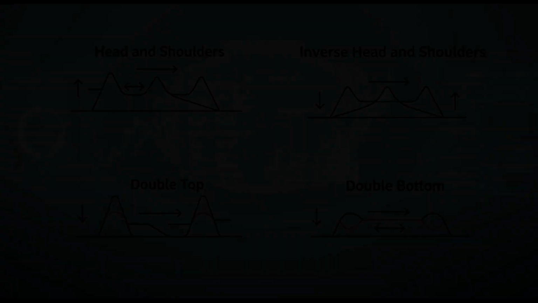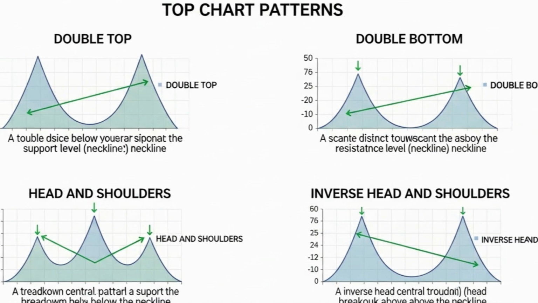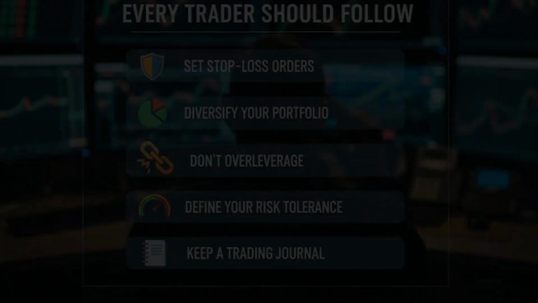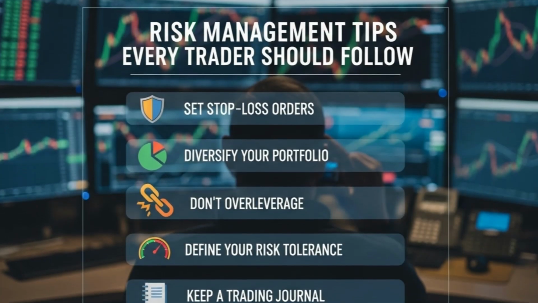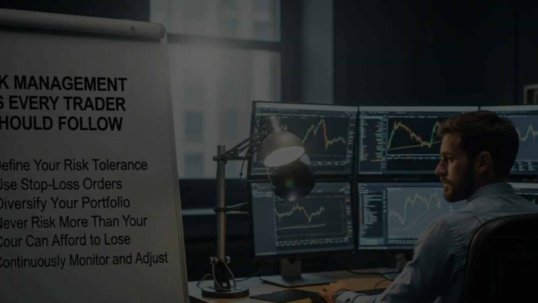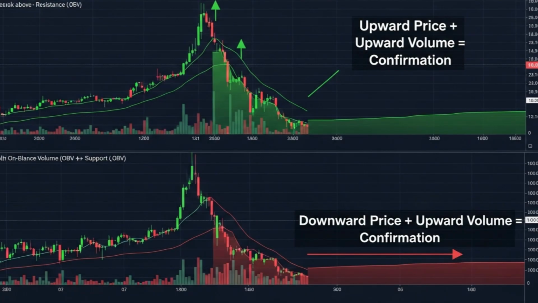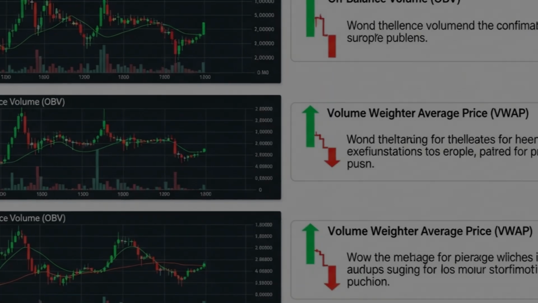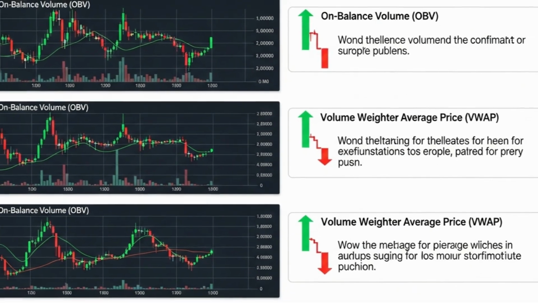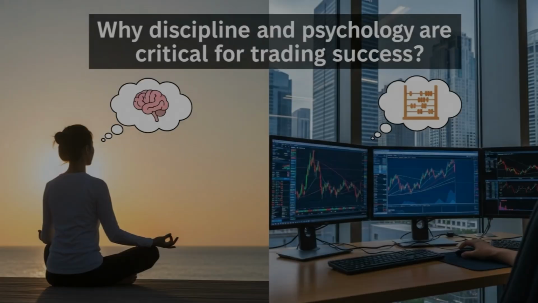Support is a level where price tends to stop falling and bounce back up. Resistance is where price tends to stop rising and reverse downward. These levels form due to previous buying and selling interest, and they are psychological zones where traders take action. Price doesn't move randomly, it often reacts to these levels repeatedly. Learning how to identify horizontal zones of support and resistance is one of the most important skills in technical analysis.